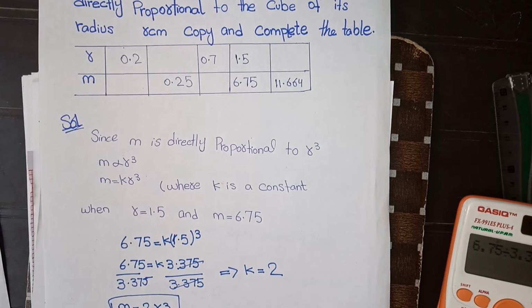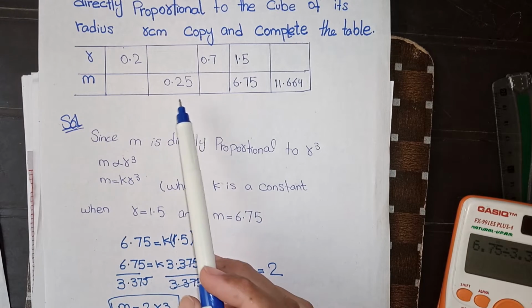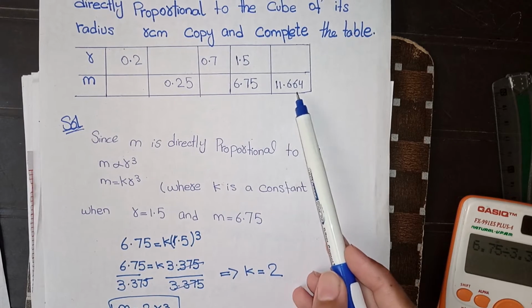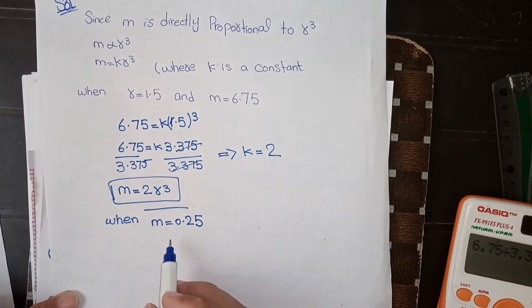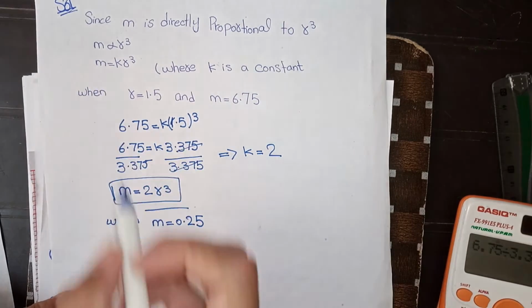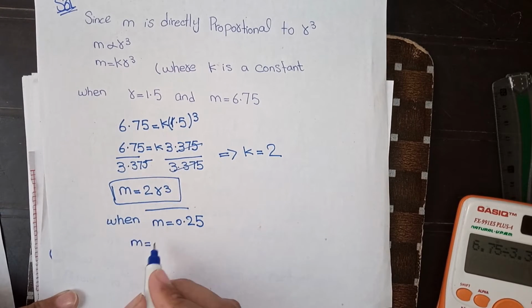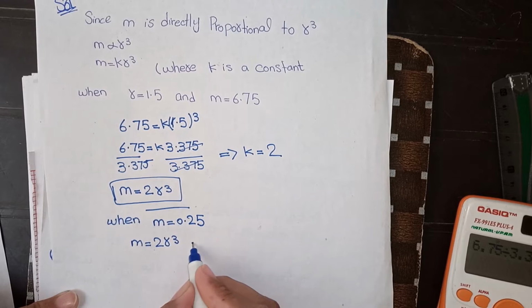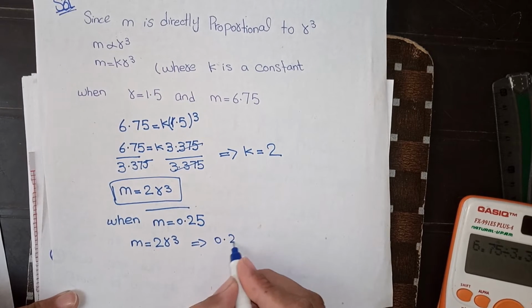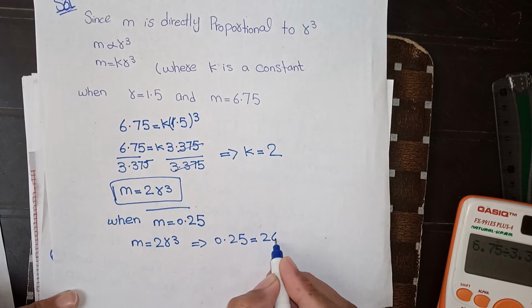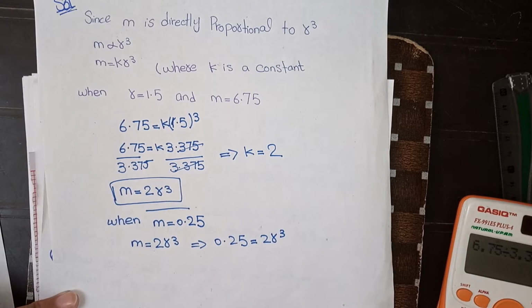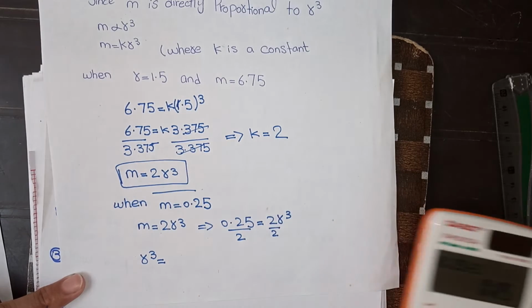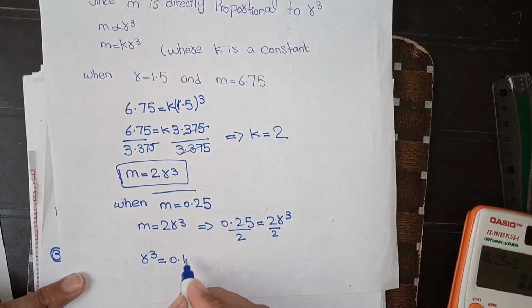First of all, we will find the value of r when m is equal to 0.25 and m is equal to 11.664. Put the value of m in that equation. m is equal to 2 r cube. It will be 0.25 equals 2 r cube. To find the value of r, we will divide 2 on both sides. It will be 0.125.